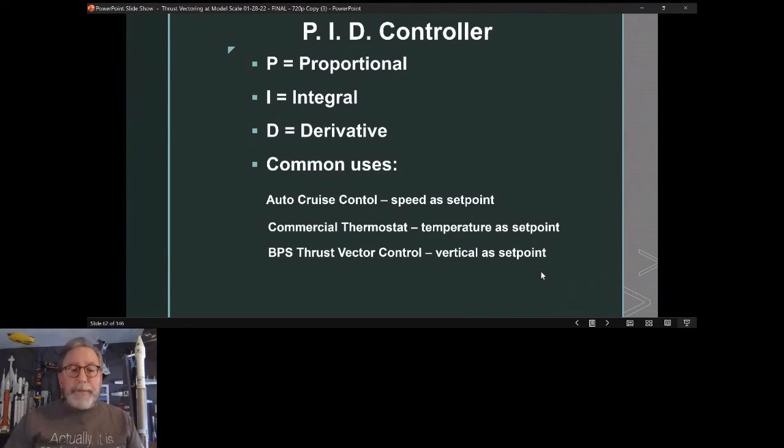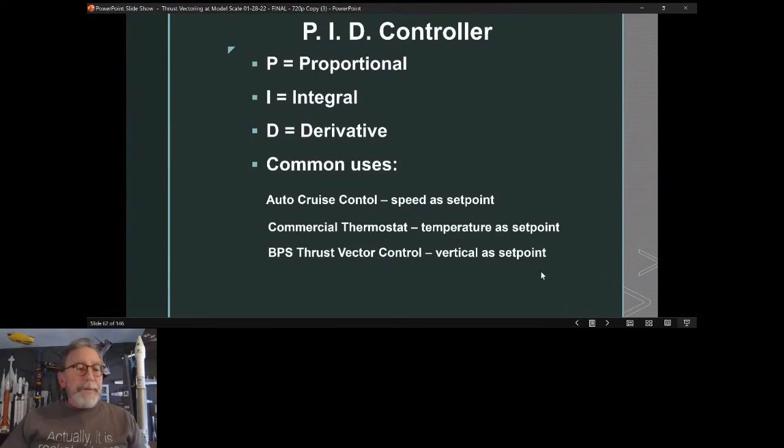And then D, the derivative, is a term that tries to predict the future, and I always think of it as dampening out too aggressive maneuvers, overshoot, and so on. So it smooths out the flight. Those three values multiplied together at 25 times a second is what controls it.